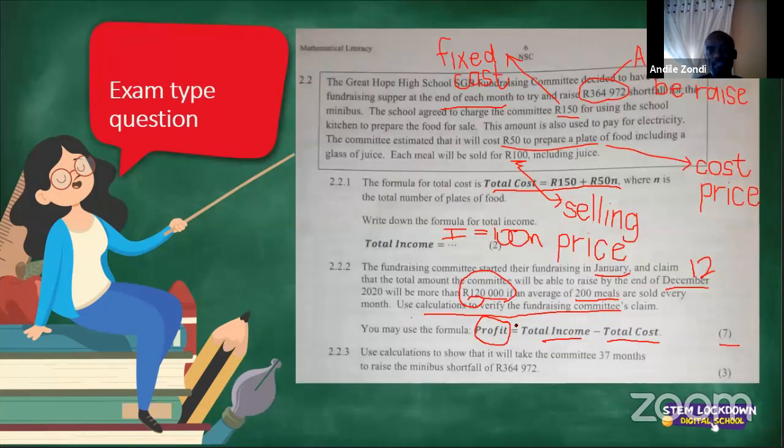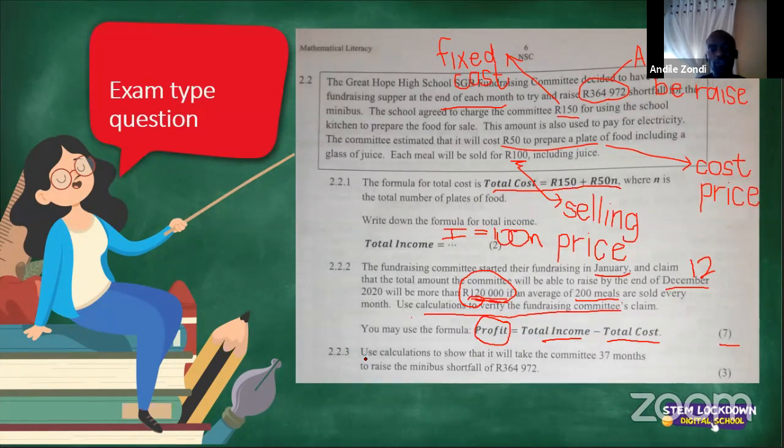It says you must claim that you'll make 120,000, but actually they made less than 120,000. So that's how you get your 7 marks. Okay. Quite a long question, but I think everything is simple.